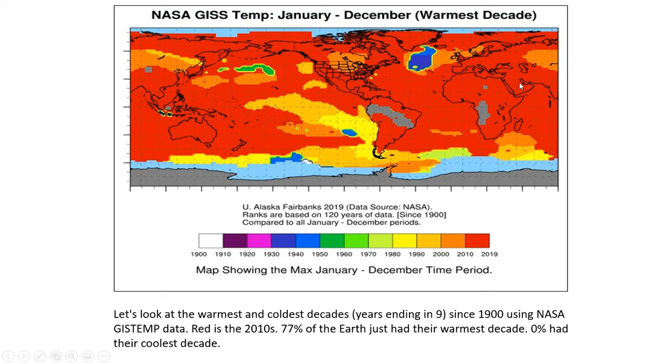This is the planet is warming up. This shows it right here. The planet is warming up. Let me repeat this. 77% of the Earth just had their warmest decade. 0% had their coolest decade. That leaves 23%, and 23% is going to be in the orange and the darker yellow. That pretty much takes care of just about the remaining 23%. There might be something like 18% remaining. The planet is warming, folks. This is the data that demonstrates that fact.